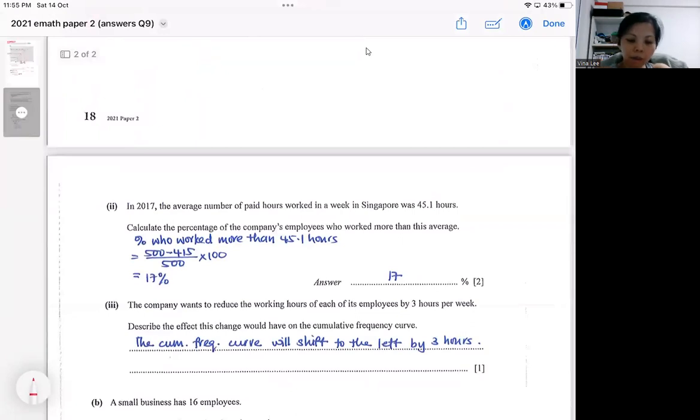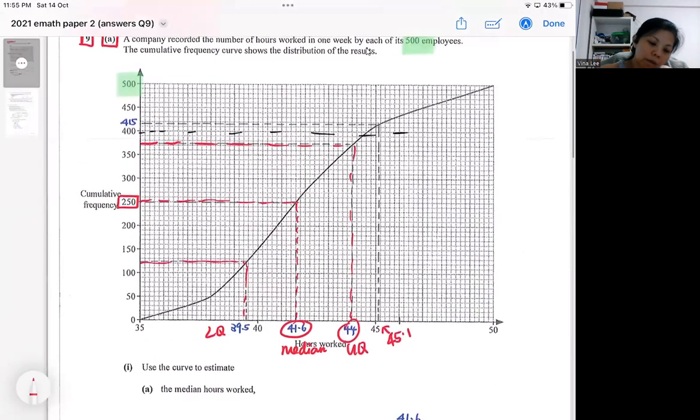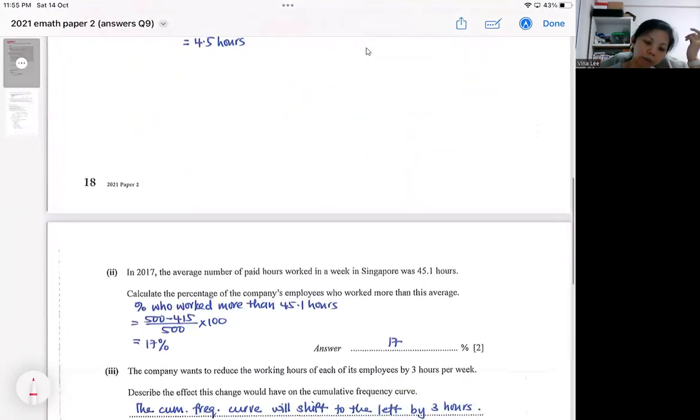Part 2 is quite simple. The average paid hours is 45.1. So what is the percentage of employees who work longer than 45.1 hours? You need to read from 45.1, and you will get 415. So we are talking about the number of employees who work more than 41.5 hours. Remember to do a subtraction before you get to the percentage.